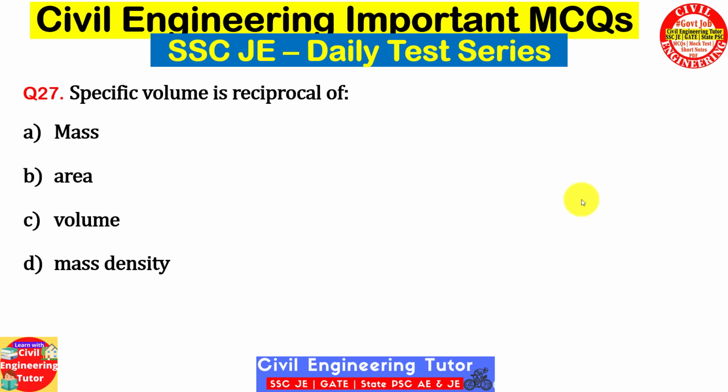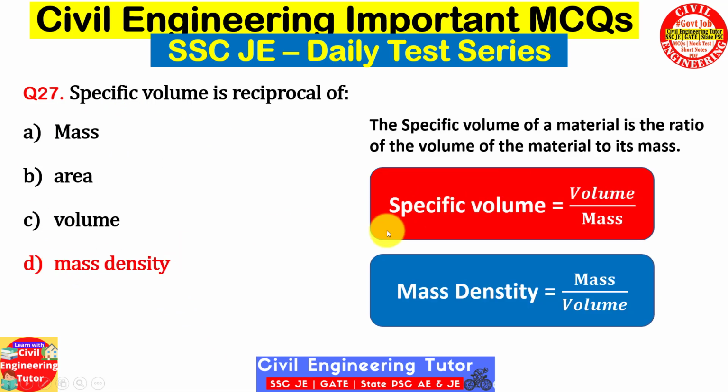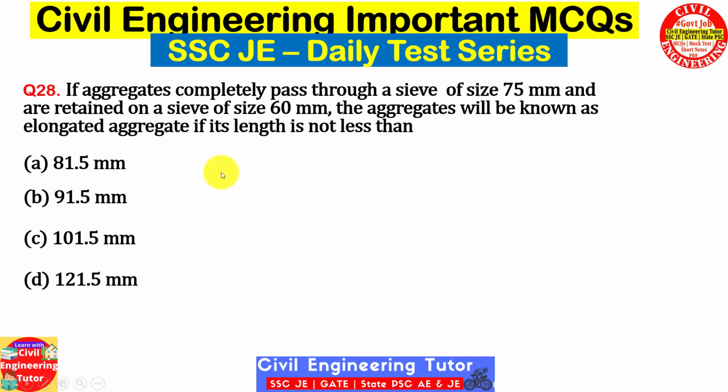Next question: specific volume is reciprocal of mass, area, volume, or mass density. Now at first we have to know what specific volume is. So the specific volume is basically the ratio of volume by mass. We know the unit of mass, it will be kg or something, area you know, volume you know, and mass density is mass by volume. So the correct answer for this case will be D. Here you can see that specific volume is expressed in volume by mass, whereas mass density is completely reciprocal of that. So it is mass by volume. So the correct answer for this case is D.